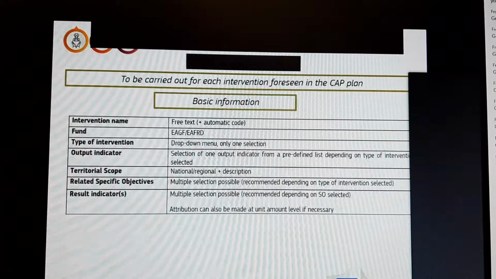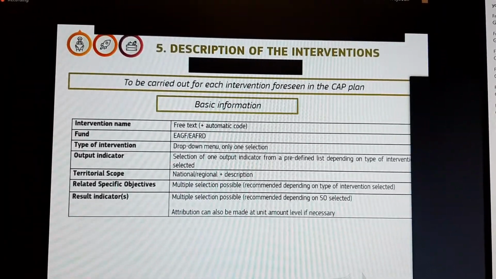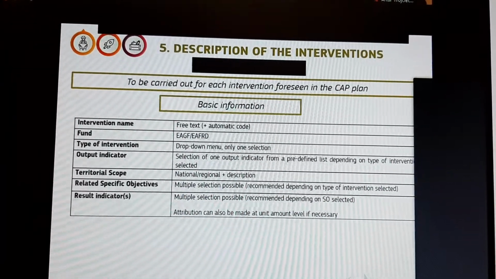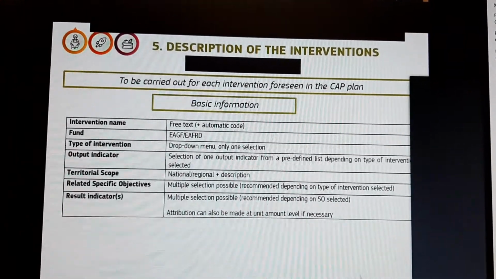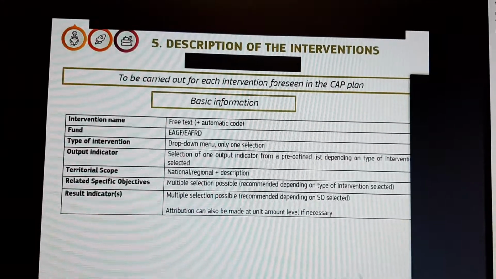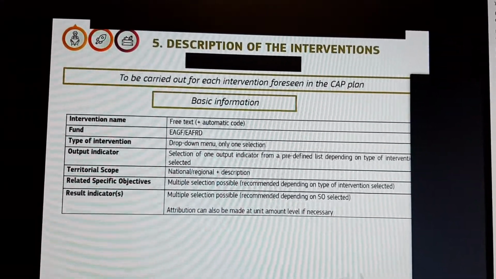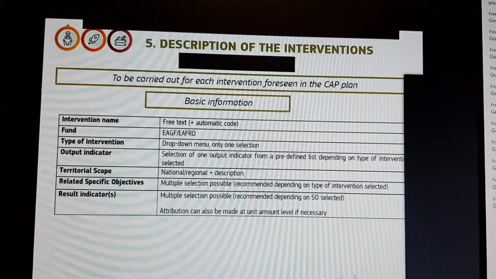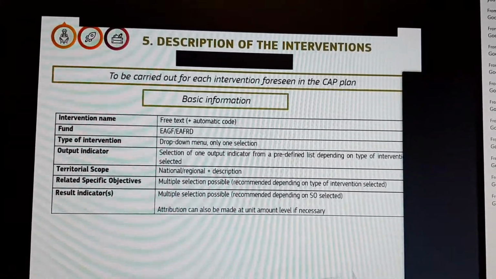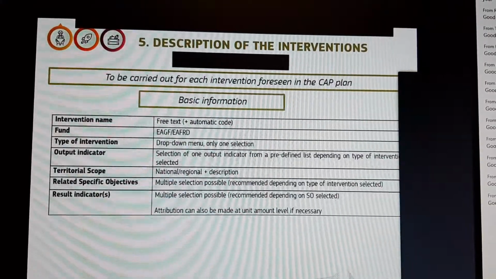Then you will, of course, have to select the fund that will support and finance that intervention, one of the two. Then you will see a drop-down menu where you will be able to select the type of intervention. So if we are talking about rural development, you will have Article 65 for management commitments, 66 for ANCs, and so on and so forth. You will select one and only one of these types of interventions, which are predefined by the legal text.